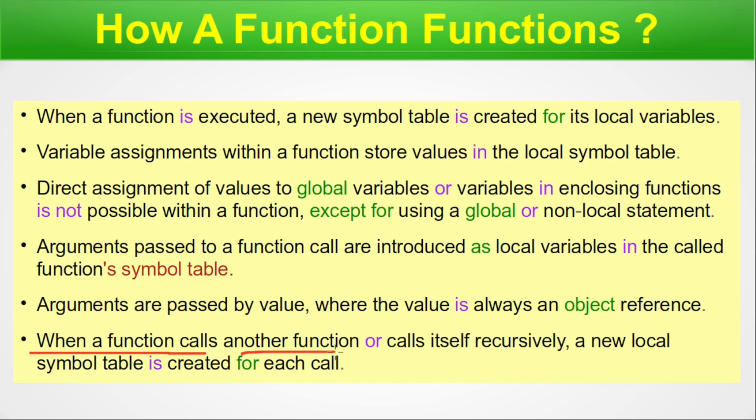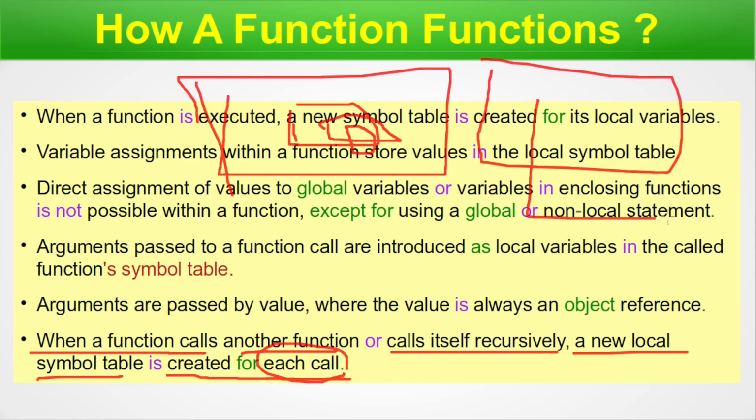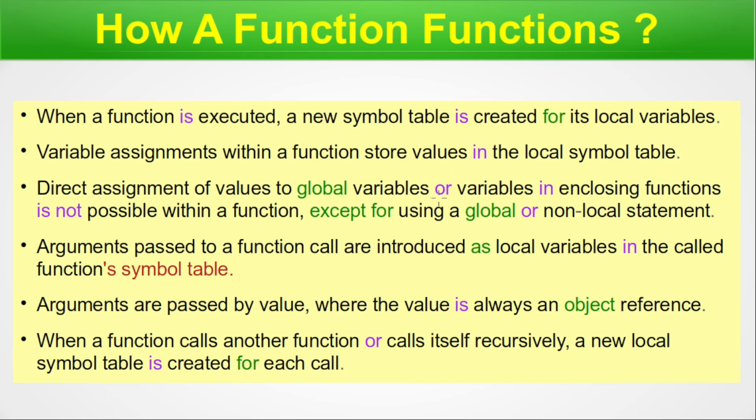When a function calls another function or calls itself recursively, a new local symbol table is created for each call. That means we are calling a function here, and again it is calling here, so each time it is creating a local table. You have seen the movie Inception, right? In that there was the concept that we are instantiating here, and then again inside that we are instantiating here, going down in levels of hierarchy. Just remember that concept from the movie Inception. The similar thing is happening here. When one function is recursively calling the same function, each and every time a local table is created. So here we are done discussing how a function functions.